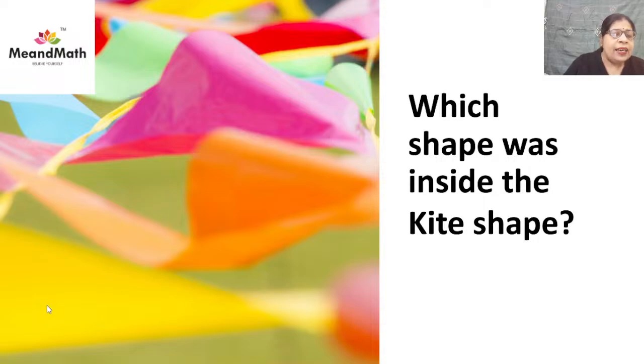Those who have seen the brain activity very nicely can easily answer this. Which shape was inside the kite shape? A few seconds given to you for answering this question. Let's see who is going to answer me first. Quick, quick, quick. Who is going to answer the question? Let me see which name I get of all the viewers.